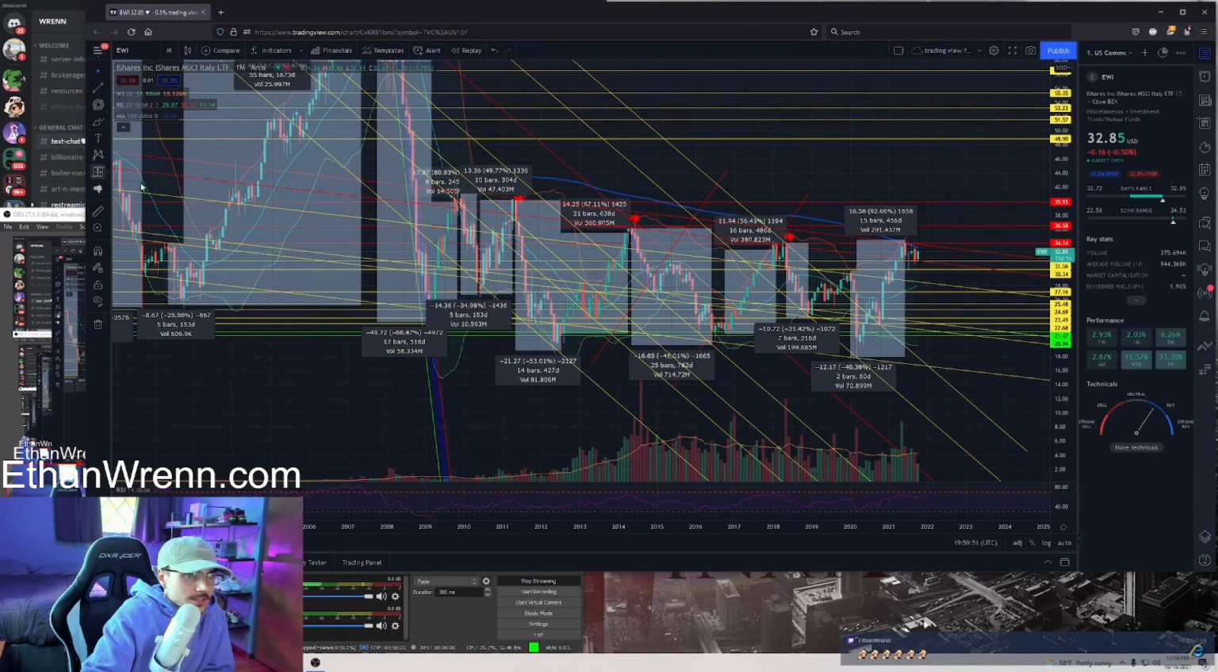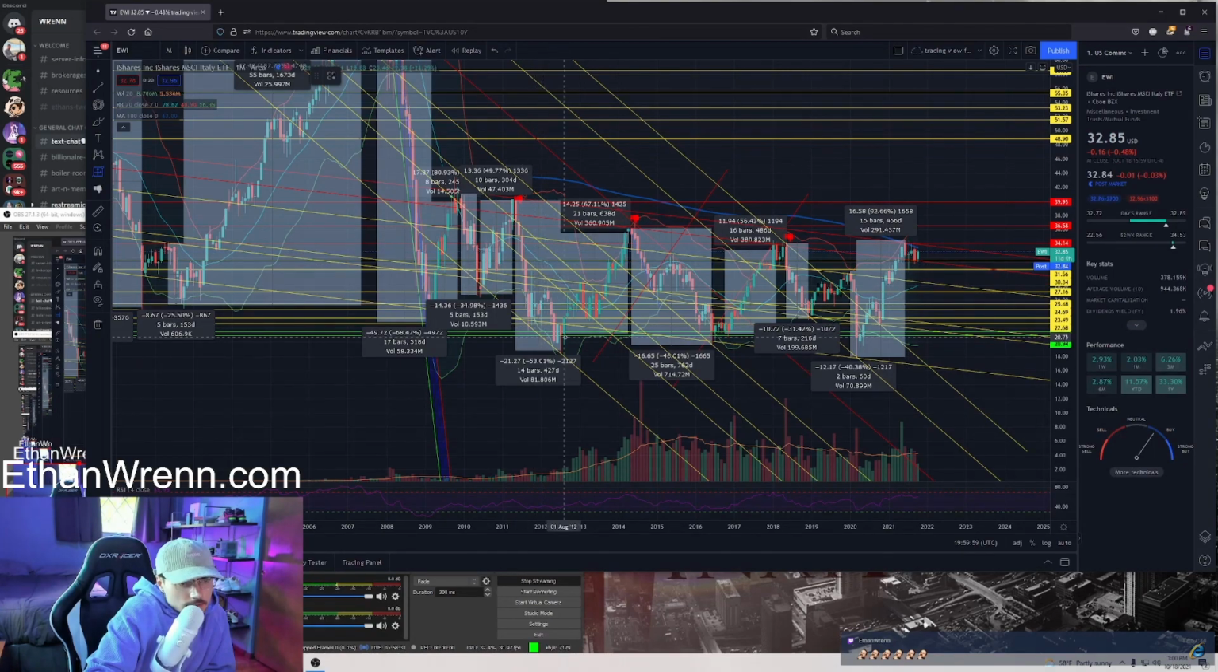So not necessarily growing over time. As you can see, the resistance keeps getting lower and lower. Also, the lows are getting lower and lower. Let me mark those.